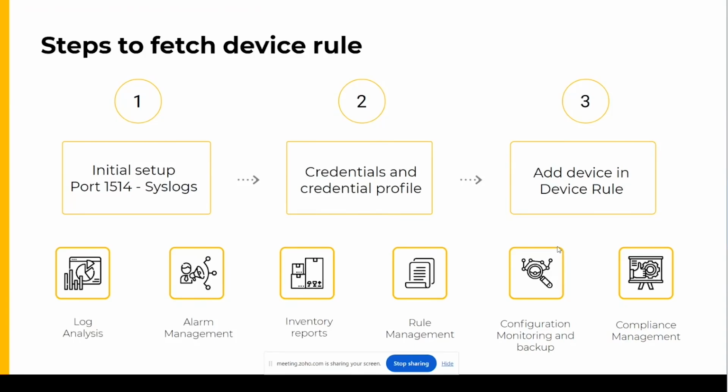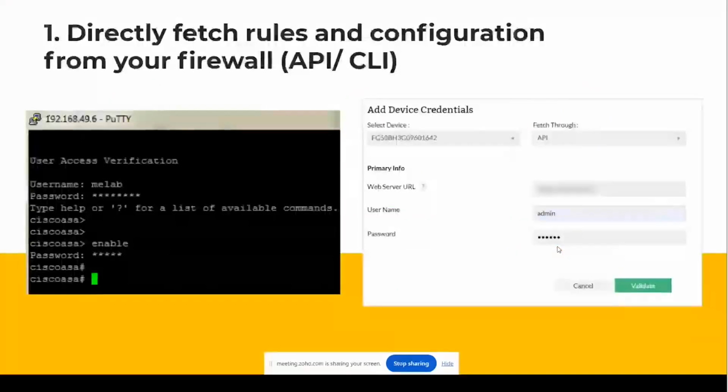We can fetch rules and configuration by two methods. The first method is where you can directly fetch rules and configuration from your firewall using CLI or API. The second way is to add a device by directly uploading rules and configuration. Now, directly fetching rules and configuration from your firewall using CLI or API is currently available for select firewall vendors, and this will be shared at the end of the PPT. On the screen, you can see a sample screenshot on how to add the device info.